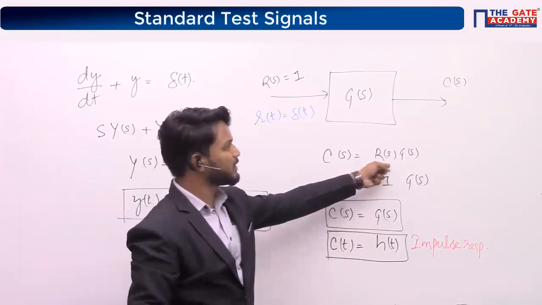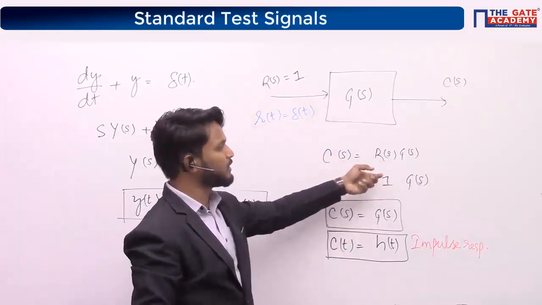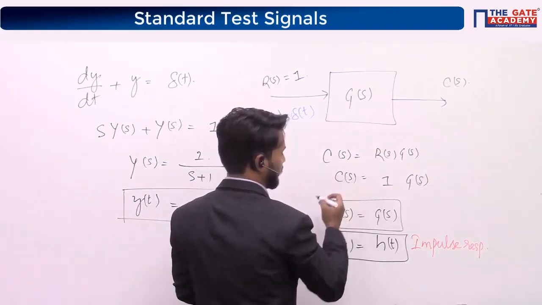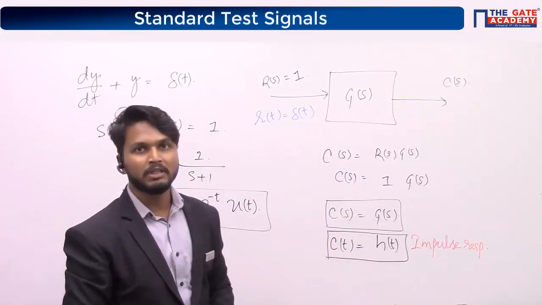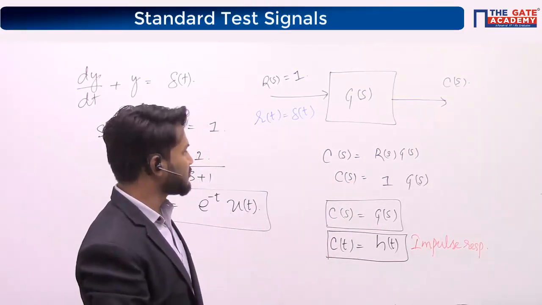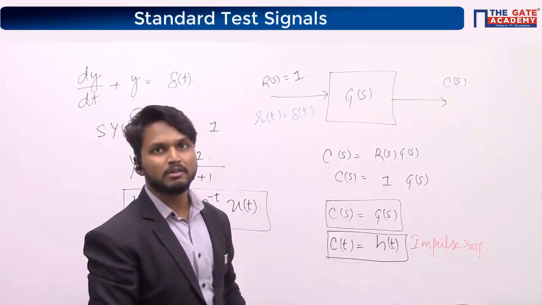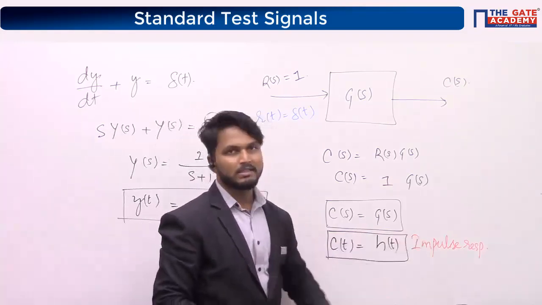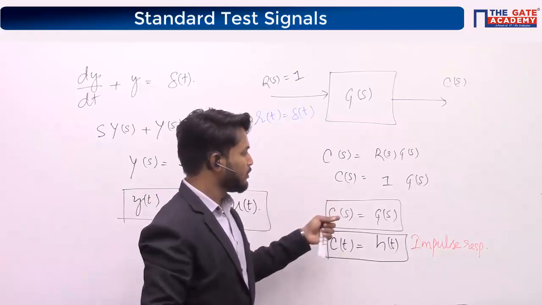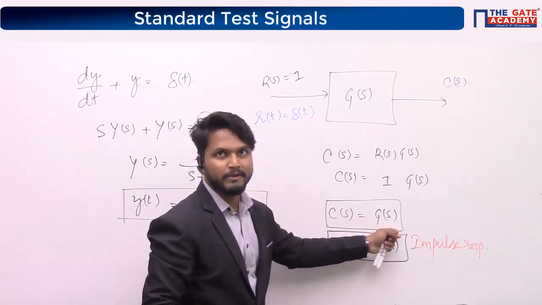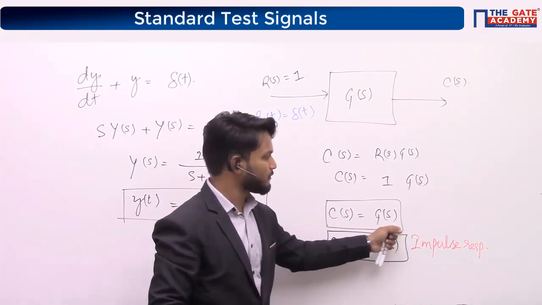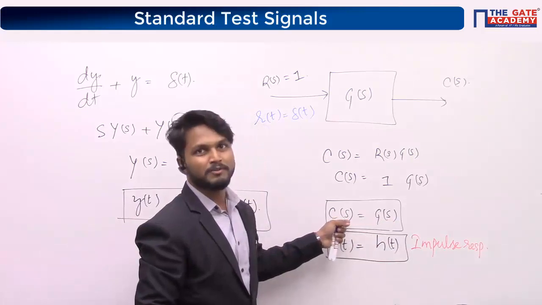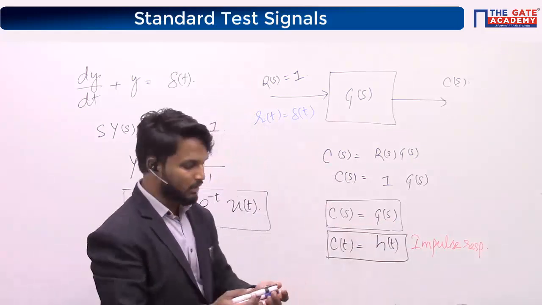See here, r of s is equal to 1. If r of s is equal to 1, what is c of s? C of s is equal to g of s. That's it. Very simple, right? Is there any doubt in that? If r of s is equal to 1, then c of s is equal to 1 into g of s. That's it, right? Therefore, c of t is equal to h of t, that is impulse response, right? So, see here, transfer function of the system is g of s, right? So, transfer function of the system is exactly equal to what? Response of the system when impulse input is given, right?